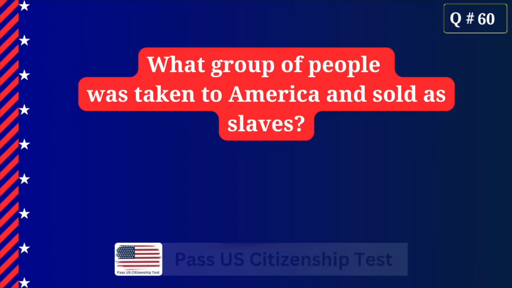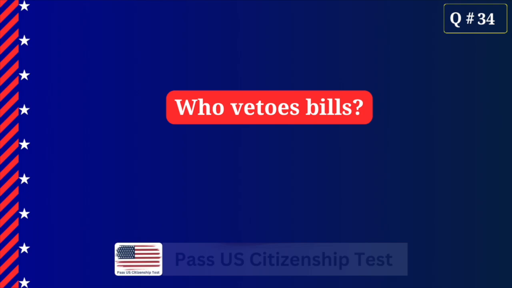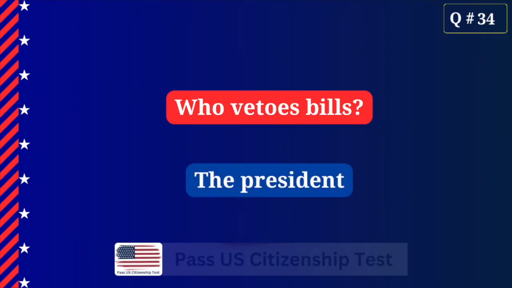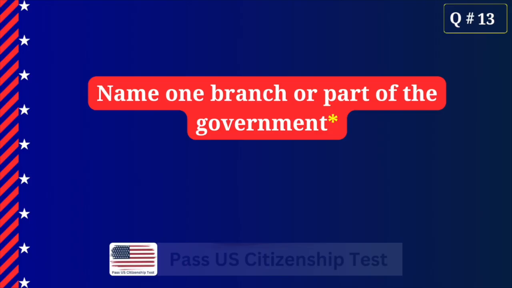What group of people was taken to America and sold as slaves? Africans. Who vetoes bills? The President. Name one branch or part of the government. Congress.